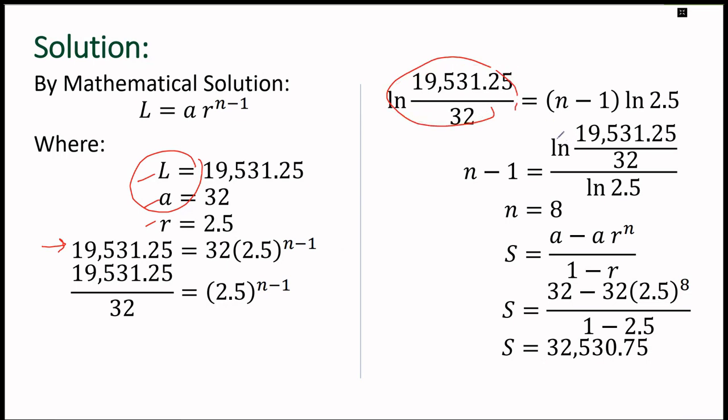And also this one, but we have n minus 1, which we made into a coefficient instead of the power. It was moved here, right? So this time we can isolate this one. n minus 1 is equal to this, divided by ln 2.5. So with that we can get the value of n, which is 8. Or 7, maybe, then minus 1, so you add 1, so you have 8.